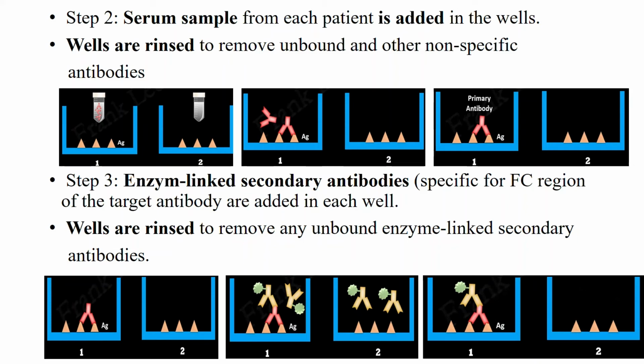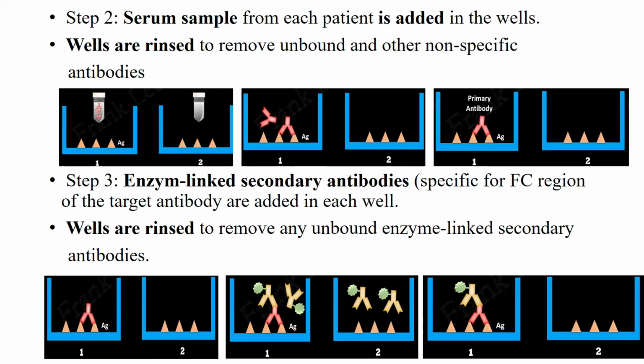And we also call this antibody the primary antibody. And again, we are going to rinse these wells to remove unbound antibodies which are present in the wells. And if you look at the last picture, you can see that the primary antibody has made a complex with the specific antigens. And if you look at the second well, there is no complex formation.